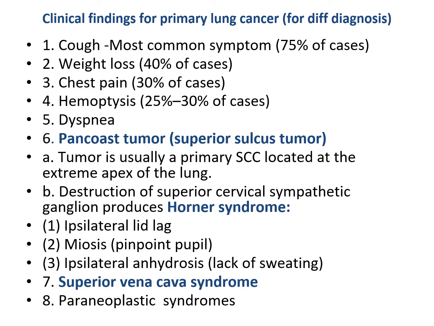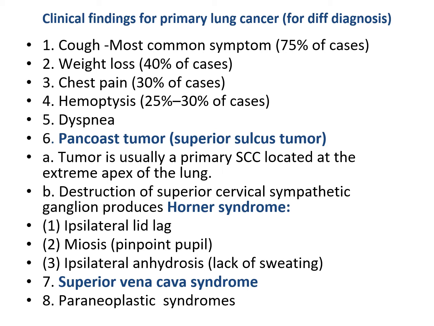Clinical findings for primary lung cancer for deep diagnosis. First, cough, the most common symptom, in 75% of cases. Weight loss, 40% of cases. Chest pain, 30% of cases. Hemoptysis, 25 to 30% of cases. Dyspnea. Pancoast tumor, superior sulcus tumor.